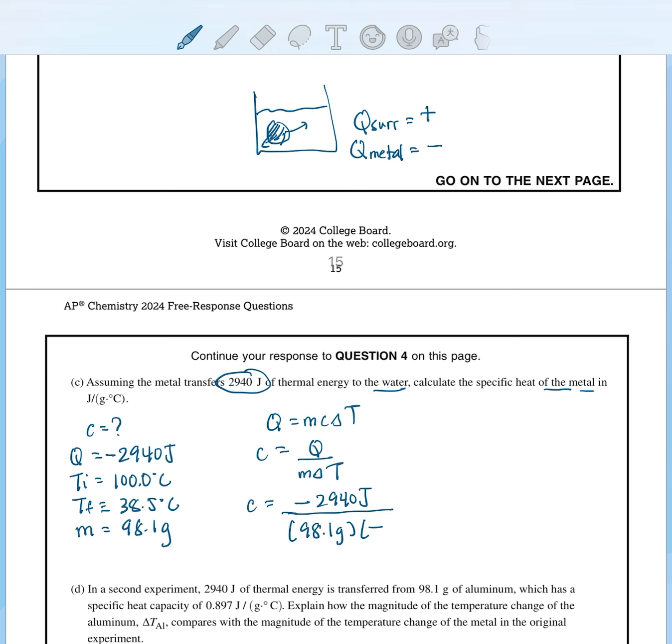So you'll get a negative number here, which makes sense because when you divide, the negative divided by negative will turn into a positive. And so my answer is 0.487 joules per gram degree Celsius. That's the specific heat capacity of my metal, and that must be a positive value.